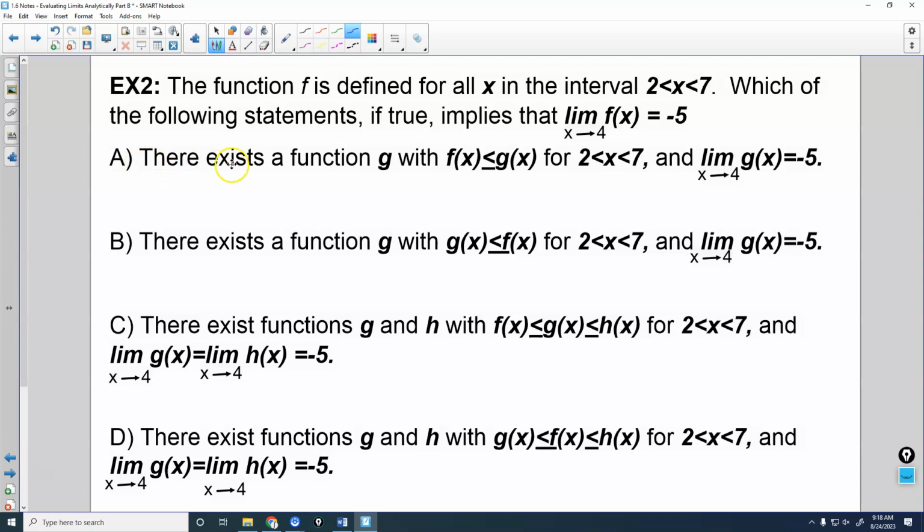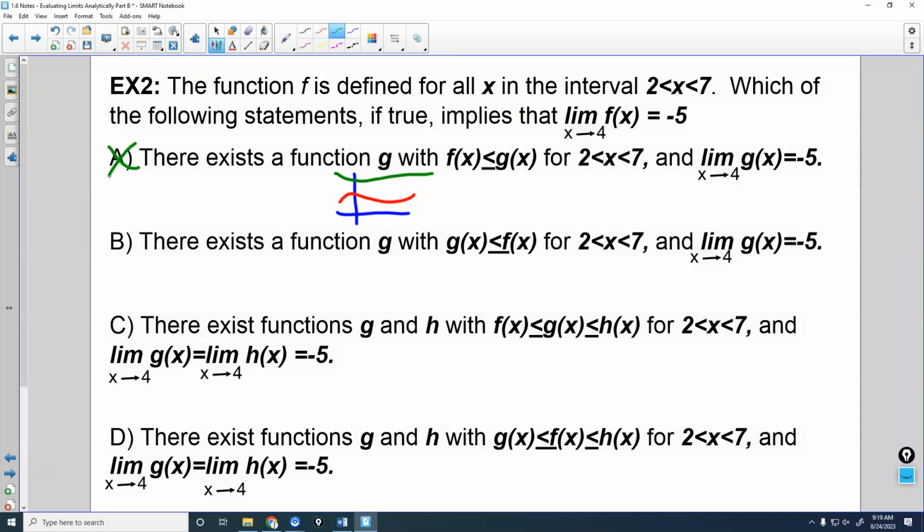So A talks about there being a function g where we know f is always below g, and we know the limit of g. Okay, so here's f, and I know f is always less than or equal to g. That could look like this, right? g could be way up here. Is there any guarantee they're going to have the same limits there? Because we're only talking about one function. You can't have a squeeze theorem with just one other function that you know about. So it's not going to be A.